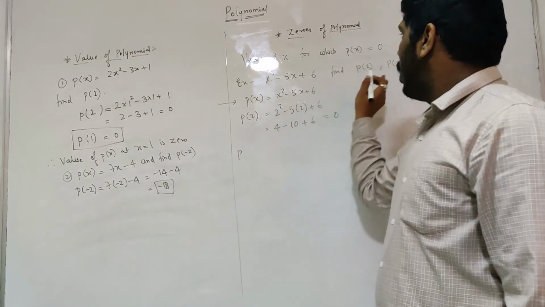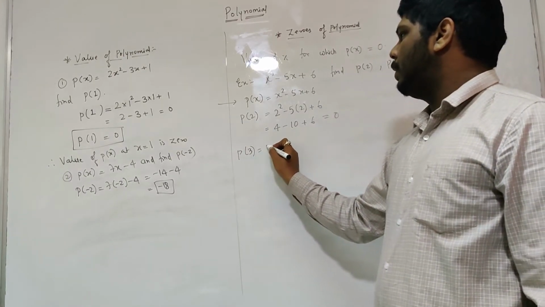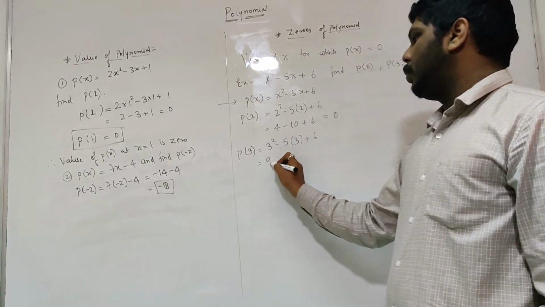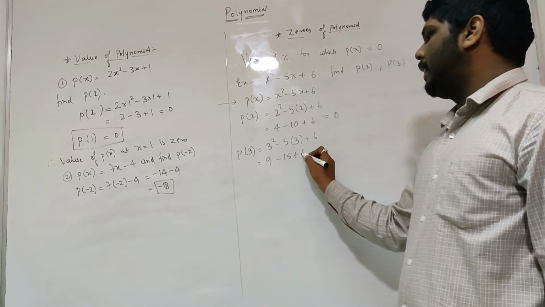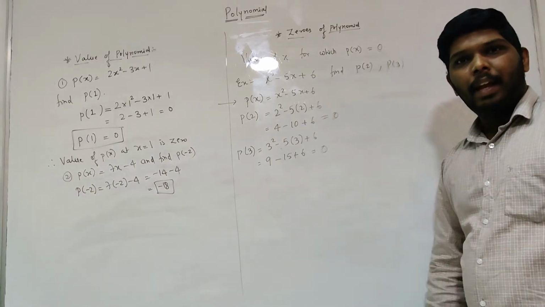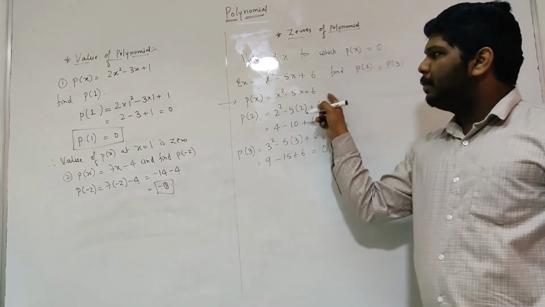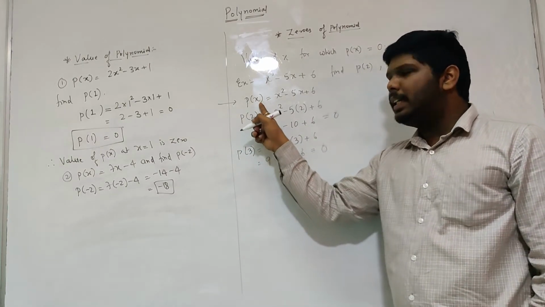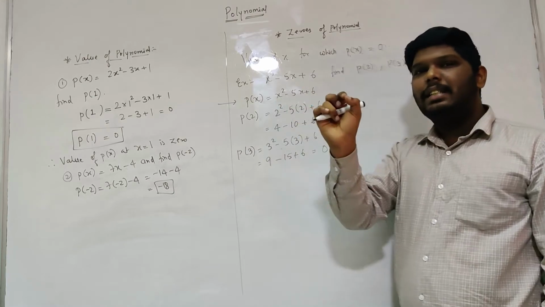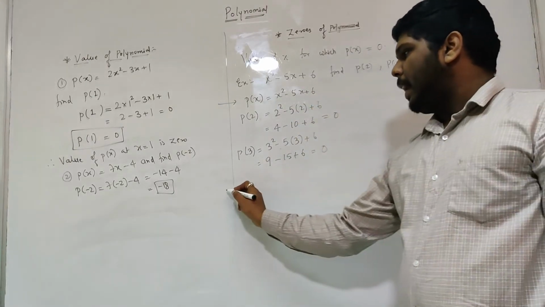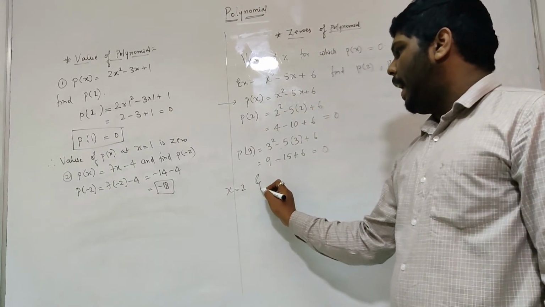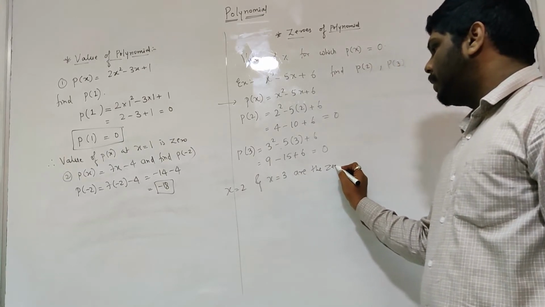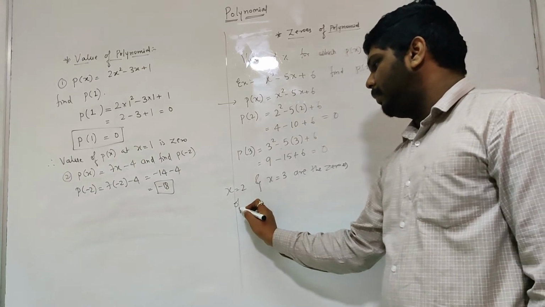Similarly, p of 3, if I ask you, this will be 3 square minus 5 into 3 plus 6. So 3 square is 9, minus 15 plus 6. Can I say this is again equal to 0? It means for the given expression, if I keep the value of x as 2, or even if I keep it as 3, the polynomial is giving the answer as 0. So I can say x is equal to 2 and x is equal to 3 are the zeros of the polynomial.